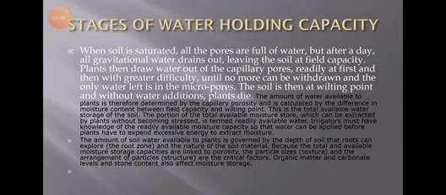Now we will be discussing stages of water holding capacity. When soil is saturated, all the pores are full of water, but after a day, all gravitational water drains out, leaving the soil at field capacity. Plants then draw water out of the capillary pores readily at first and then with greater difficulty until no more can be withdrawn and the only water left is in the micropores. The soil is then at wilting point and without water additions, plants die.